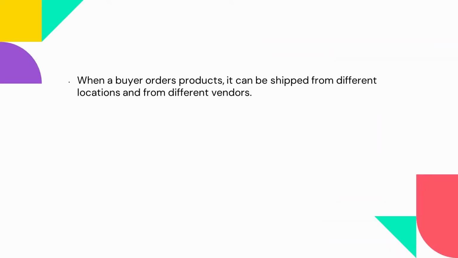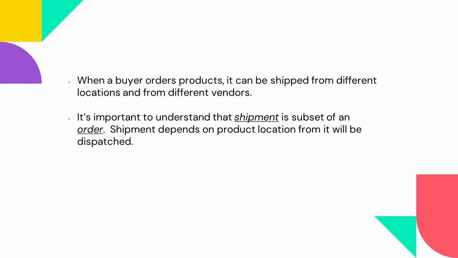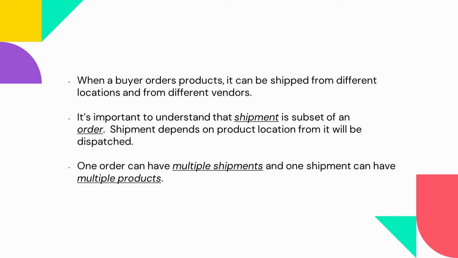When a buyer orders products, it can be shipped from different locations and from different vendors. It's important to understand that shipment is a subset of an order. Shipment depends on the product location from where it will be dispatched. One order can have multiple shipments and one shipment can have multiple products. You will get a clear understanding as we proceed with the video.